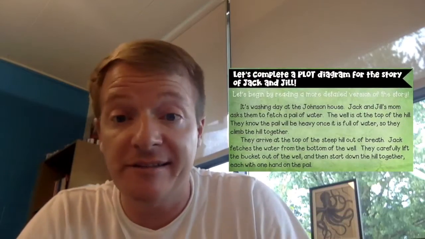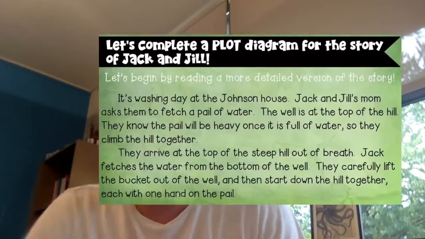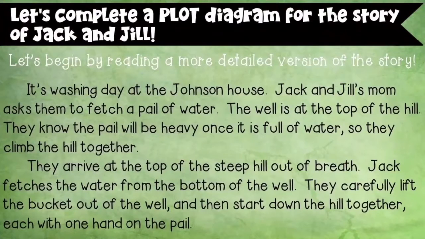Now, we're going to practice. So let's begin by reading a little more detailed version of the story. It's washing day at the Johnson house. Jack and Jill's mom asked them to fetch a pail of water. The well is at the top of the hill. They know the pail will be heavy once it is full of water, so they climb the hill together. They arrive at the top of the steep hill out of breath. Jack fetches the water from the bottom of the well. They carefully lift the bucket out of the well and then start down the hill together, each with one hand on the pail.